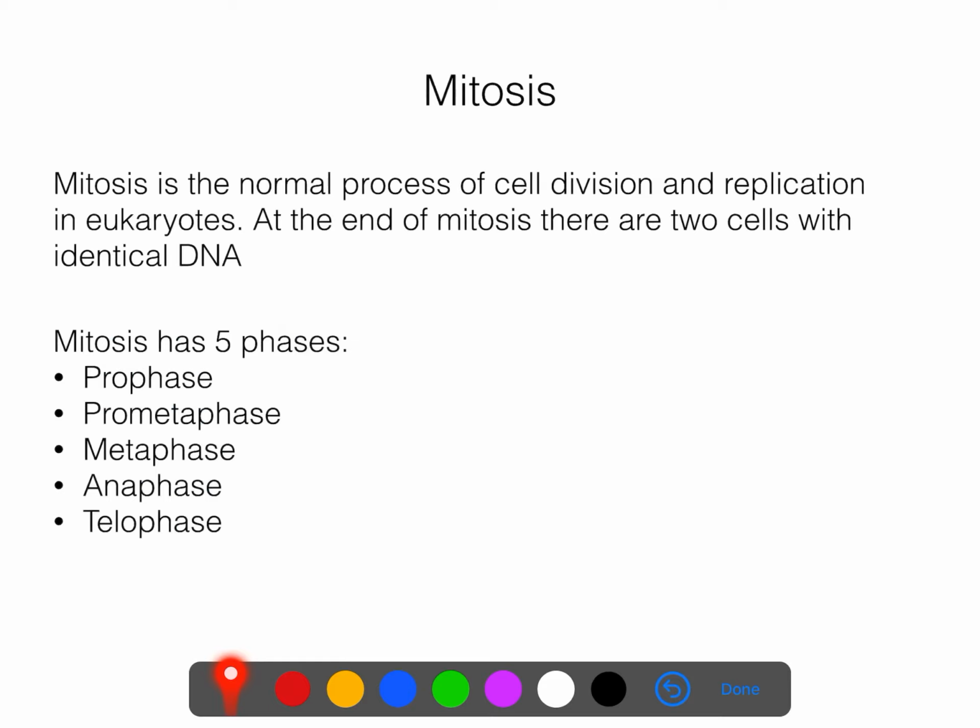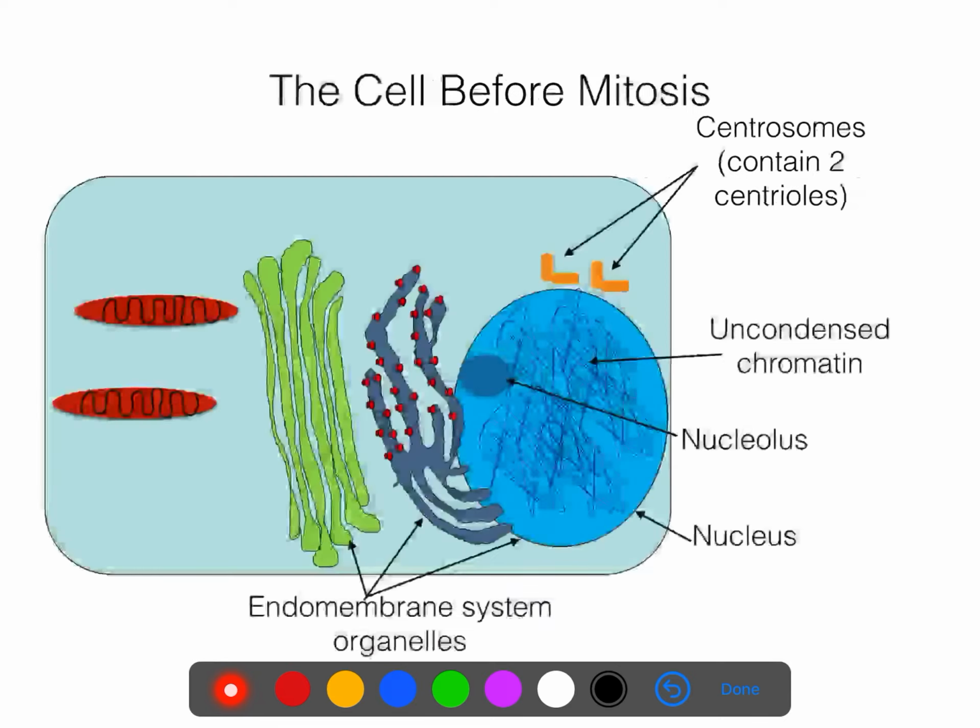And mitosis has 4 or 5 phases, depending upon which book you're looking in. I'm going to talk about 5 phases of mitosis. Those phases are prophase, prometaphase, metaphase, anaphase, and telophase. In case you were wondering, prometaphase is the one that sometimes is omitted, depending upon the textbook that you're looking at. Let's examine what's happening in the cell during each of these stages. So here we have a cell before mitosis.